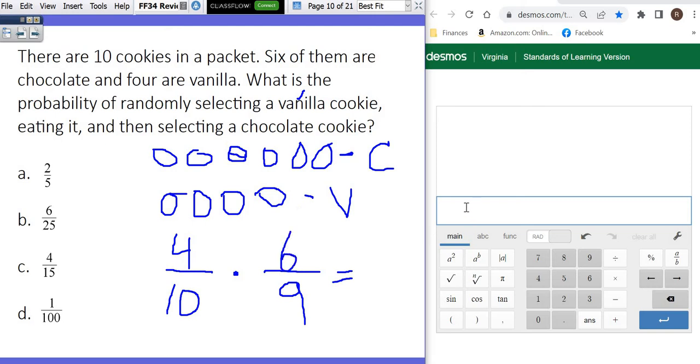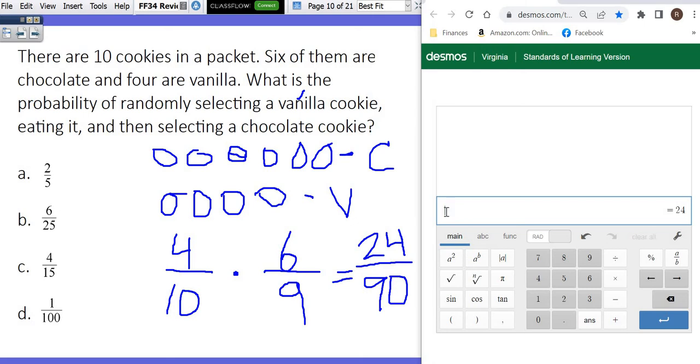chocolate cookies. So what we're going to do is we're going to multiply across the top, and I'm going to use my calculator. 4 times 6 is 24. And then 10 times 9 is 90. Then we can simplify. And I'm going to show you 2 ways to do this. So I'm going to simplify it the way we showed you how to simplify. You put the numerator over x, then the denominator over x, and then start with x as the numerator, 24. And you're looking for numbers that are not fractions.